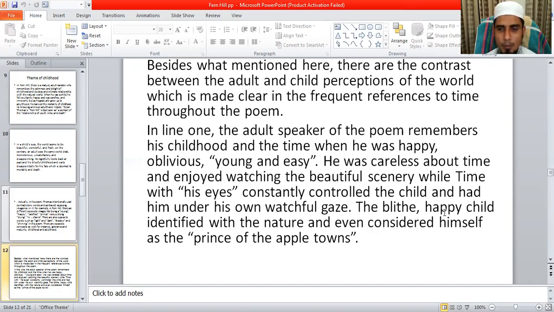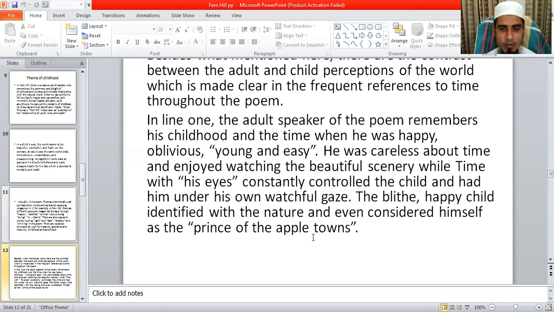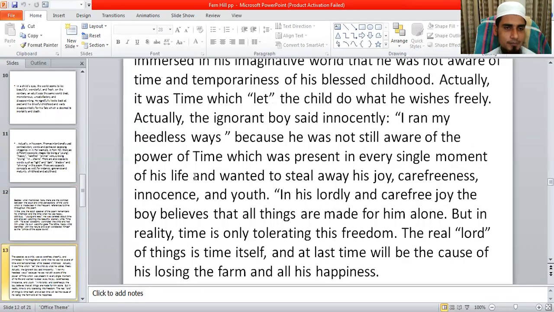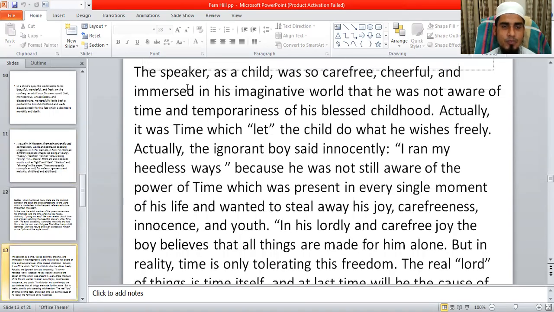So the blithe, happy child identified with nature and even considered himself the prince of the apple boughs. So in this way, you can take help from here to prepare your answer.